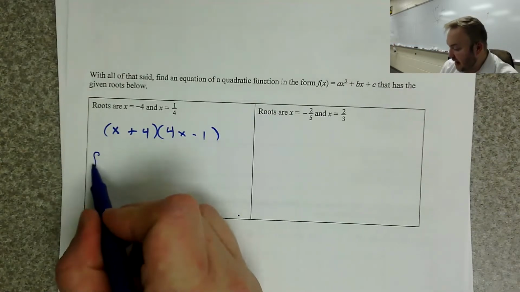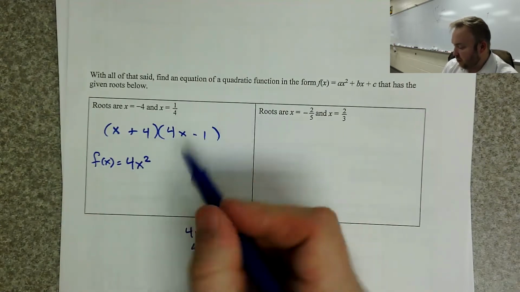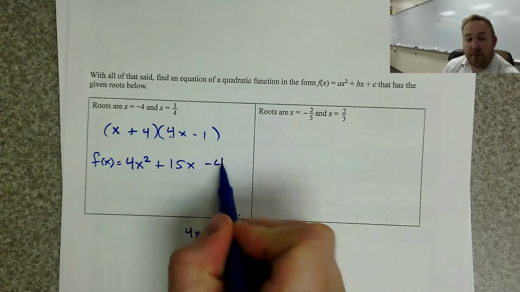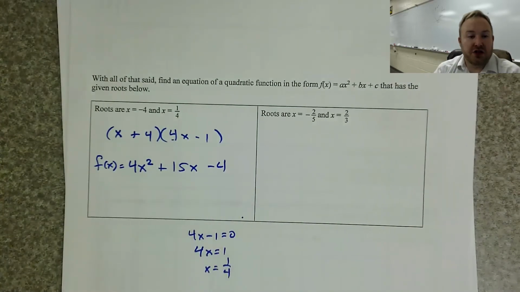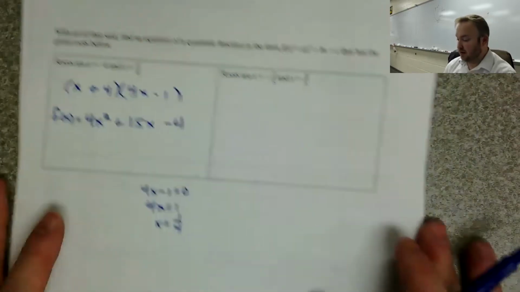If I multiply these factors out, if I just FOIL this, I get 4x squared. Let's see, 16 minus 1 is 15x minus 4. There's my function in standard form. And I just FOILed those two factors. Let's do this one more.